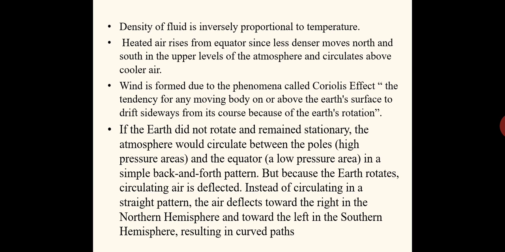Wind is formed due to the phenomenon called the Coriolis effect. The Coriolis effect is actually the tendency for any moving body on or above the Earth's surface to drift sideways from its course because of the Earth's rotation. See, the Earth is continuously moving. So because of the movement of the Earth, all the objects on the Earth will have a drift to move sideways. Imagine the Earth is moving around a particular central rod connecting the two poles. So what happens is the equator will have the most diameter, whereas at the poles the diameter will be approximately 0.